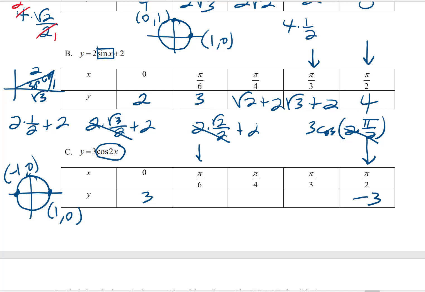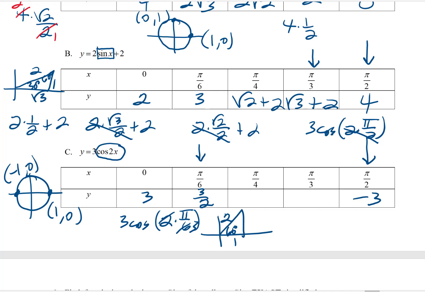Okay, let's move on to pi over 6. Remember, I'm calculating 3 cosine of 2 times pi over 6. I have to double the angle first, then I can draw my picture and get my ratio. 2 goes into 6 3 times, so this actually means I need to calculate cosine of pi over 3. Pi over 3 is 60 degrees. The cosine ratio for pi over 3 is 1/2. And then I take that answer and multiply it by 3. 3 times 1/2 would be 3/2.